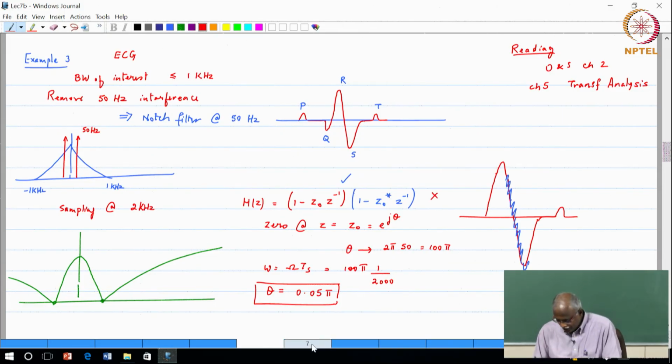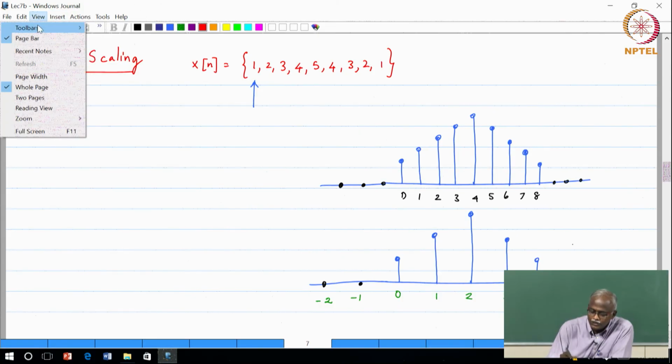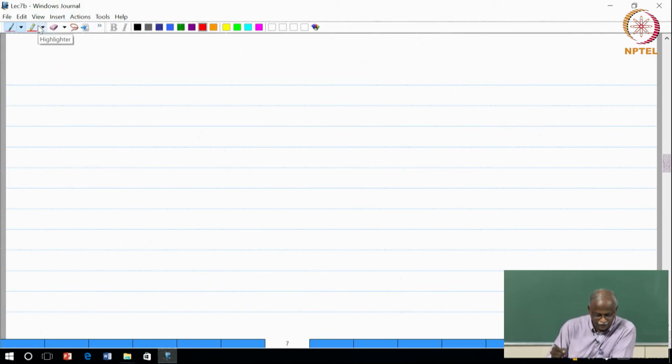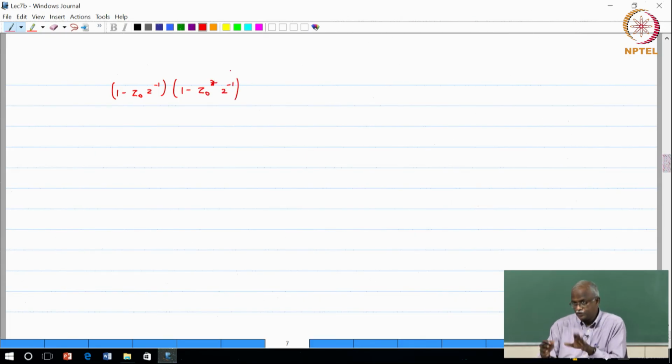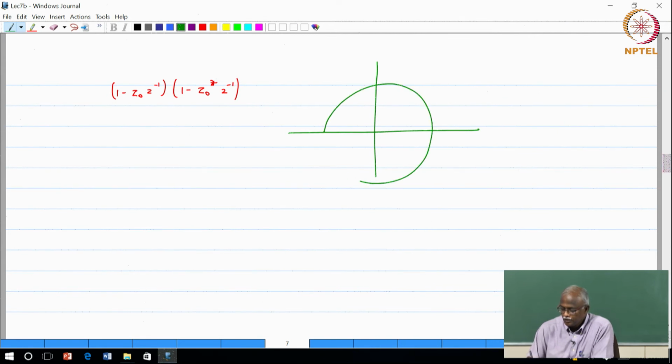Before we go further, let me also ask you a couple of related points. If I have 1 minus Z0 Z inverse, 1 minus Z0 conjugate Z inverse, these are the zeros we have looked at. Can you tell me what the pole-zero plot looks like, just for completeness? This is the unit circle. I have one zero at Z0, one zero at Z0 conjugate, on two sides, you can locate them. Now, is this complete?